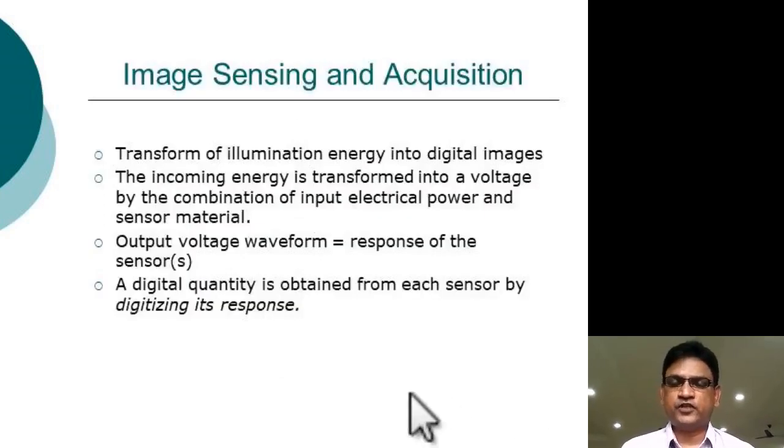So the first step of the fundamental steps of image processing is image sensing and acquisition. The aim of image sensing and acquisition is to transform the light energy into a digital image. And the principle involved is that the incoming energy is transformed into an output voltage signal with the combination of the input electrical power and also the sensor material. In general, the sensor output will be analog in nature, so we have to use a digitizer at the output of the sensor if we want to change the output of the sensor into a digital form.